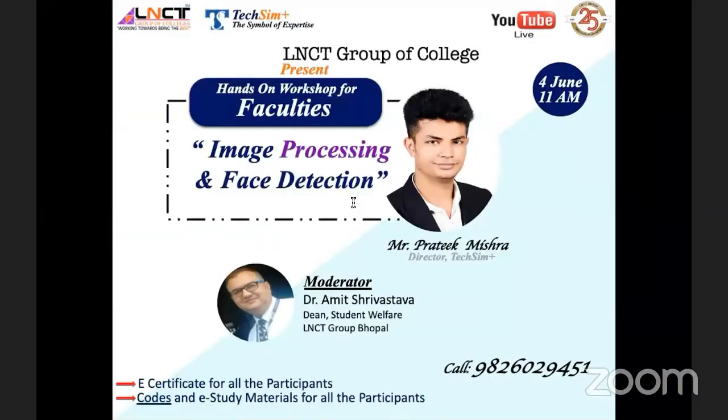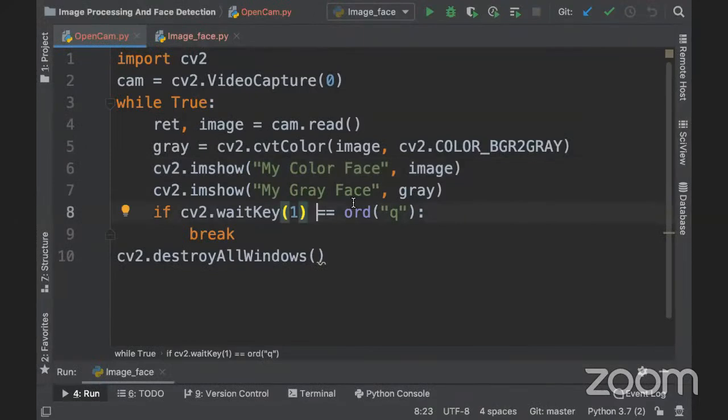Okay, so let's play with this. This is just your camera. What are we going to implement next? We are going to learn how we can detect my face. This is my image, and this is my gray image. The next step is how we can detect my face. That's all we have to find, right?